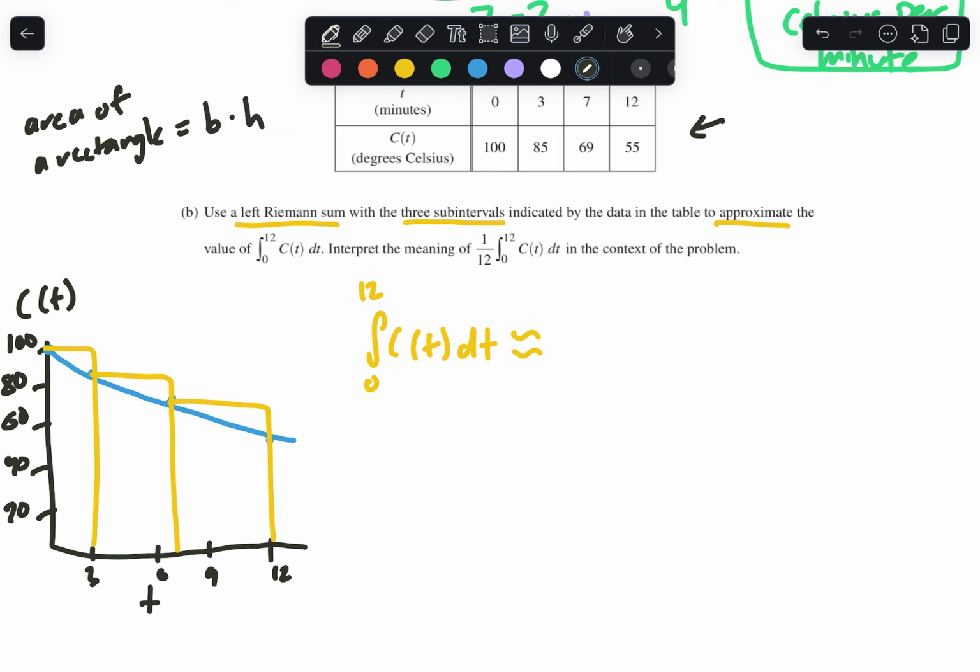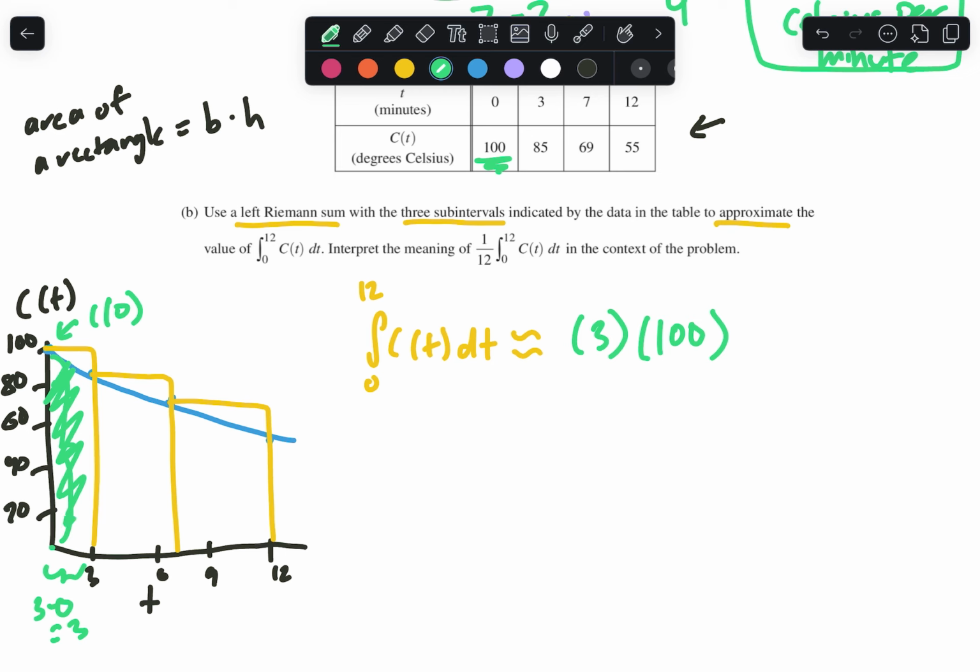So for each of these rectangles, we need to figure out its base and its height, and then add up all the rectangles. So for this first one, the rectangle goes from the point t equals 0 to t equals 3. So 3 minus 0 equals 3. So the base of our first rectangle is 3. Now we need to find the height, so we can multiply 3 by that. So the height of our rectangle is going to be C of 0. And what is that equal to? That is equal to 100. So we're going to be multiplying 3 by 100 to get the area of this first rectangle.